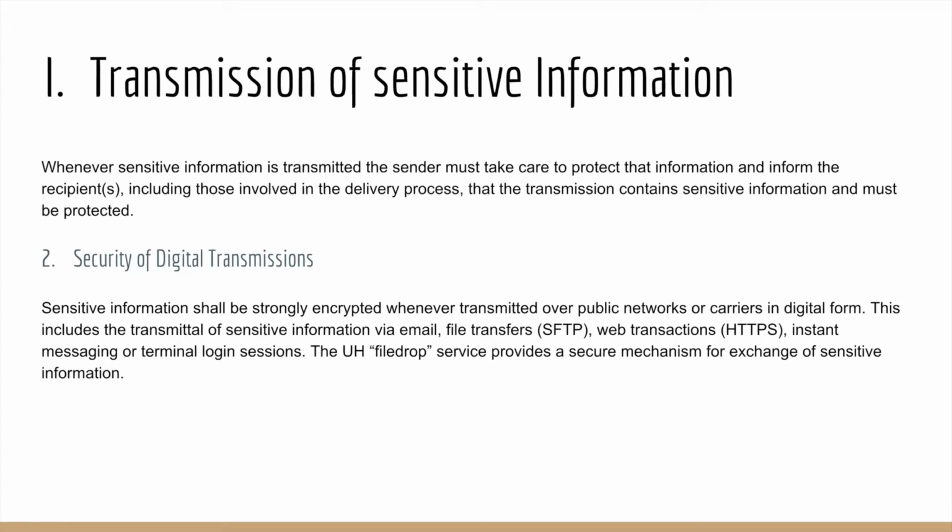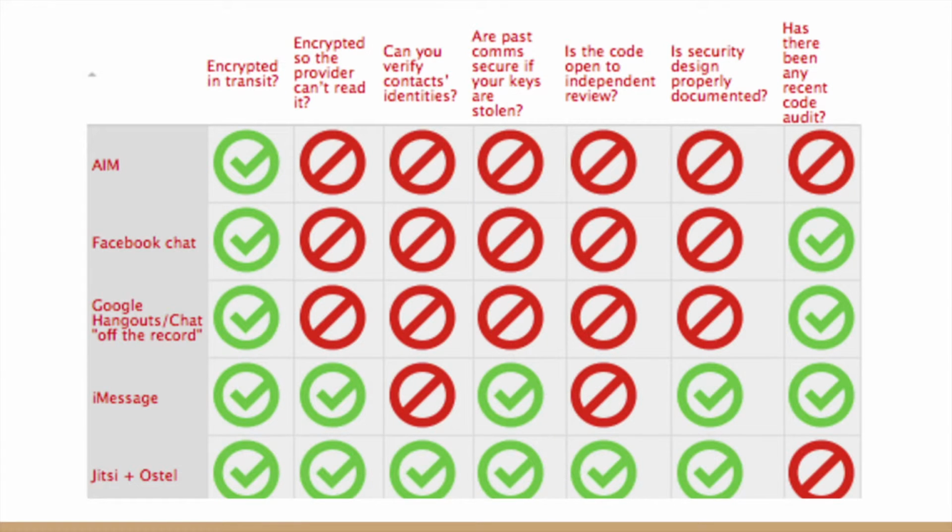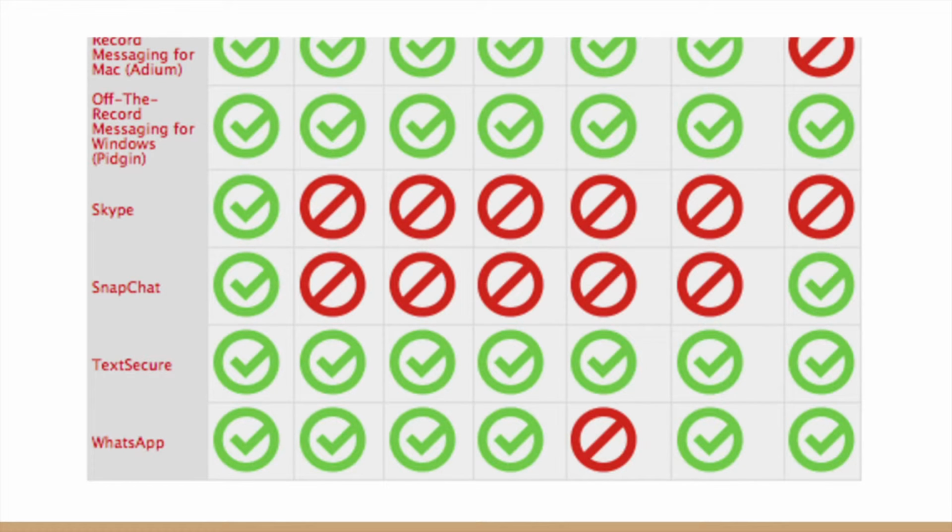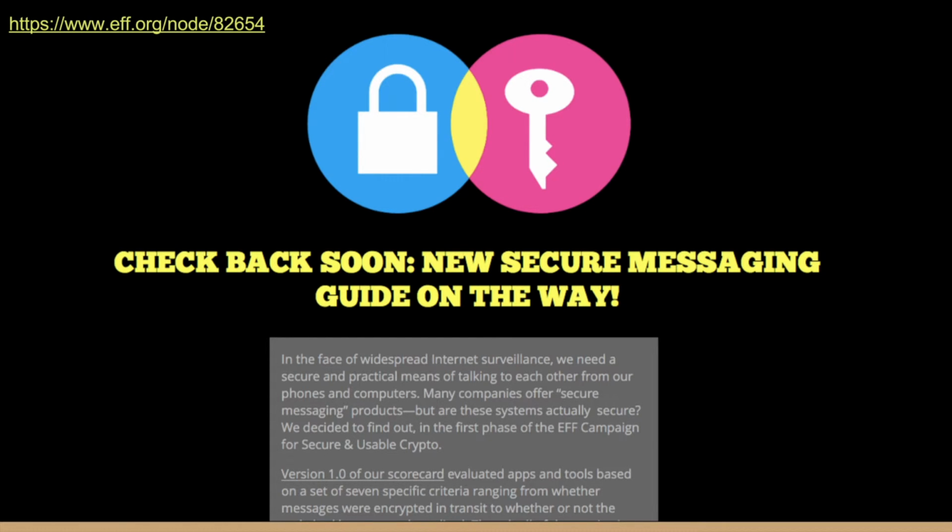It recommends using encryption through SFTP and HTTPS, but also recommends instant messaging and terminal login. The author of this policy should be given the benefit of the doubt, assuming that terminal login means a secure shell terminal. But not all instant messaging is secure. For instance, AOL Instant Messenger scored 1 out of 7 points on the Electronic Frontier Foundation's Secure Messaging Scorecard in 2014. While the game has probably changed since 2014, having a simple blanket statement that claims all instant messaging is safe is far from the truth. This standard is supposed to be updated soon.